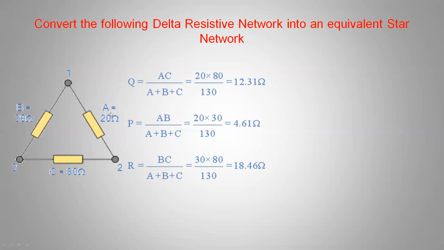A into B: the value of A given is 20, B is 30. 20 into 30 by 130, so 4.61 ohms. In the same way you calculate another resistance, A into C by A plus B plus C. A into C, 20 into 80 by A plus B plus C, is 12.31. Next you calculate another resistance, B into C by A plus B plus C.